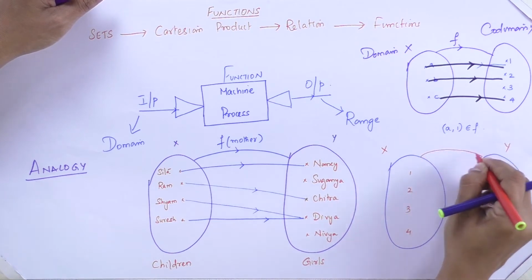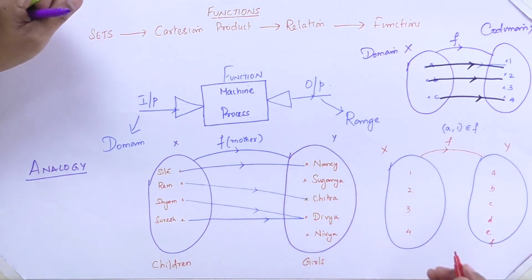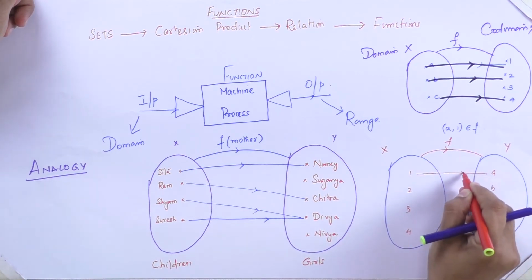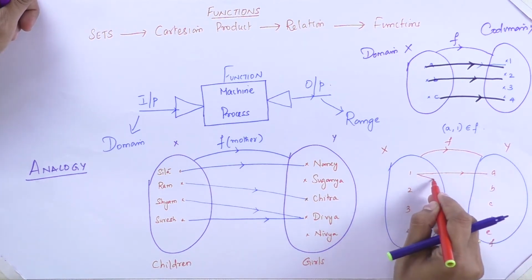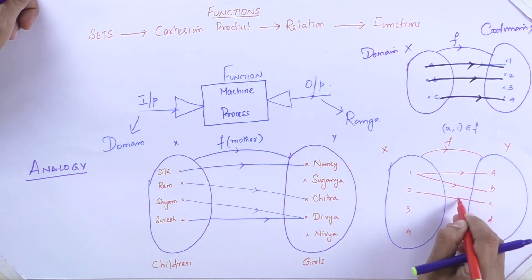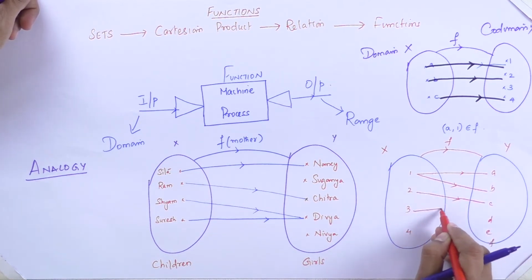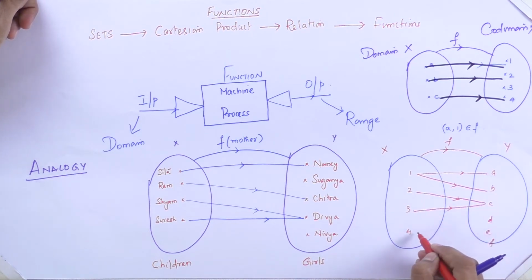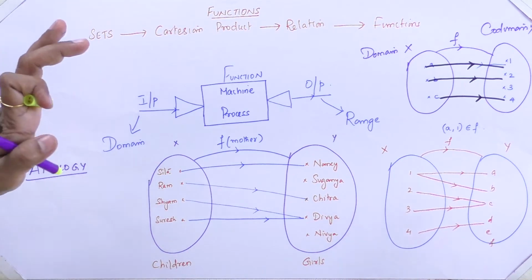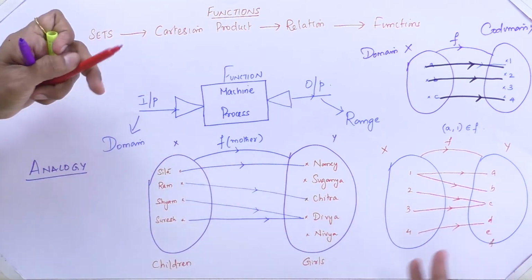See, now look at this. Let this be the function f. Now 1 is mapped onto A, 1 is mapped onto B, 2 is mapped onto C, 3 is also mapped onto C, 4 is mapped onto D. Is it a function? Now tell me. So no, I will say that it is not a function.